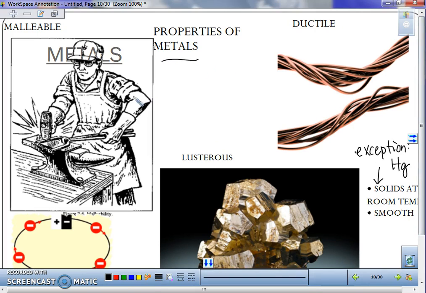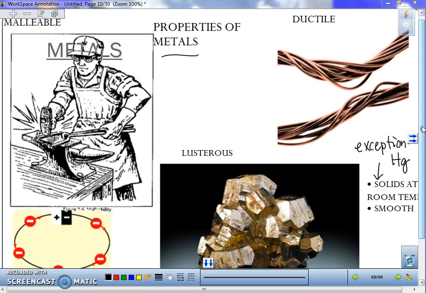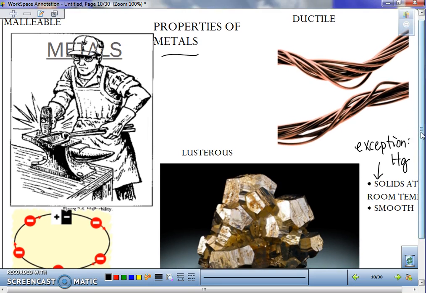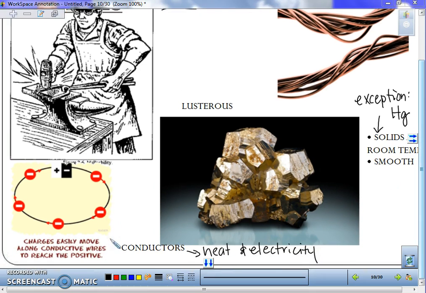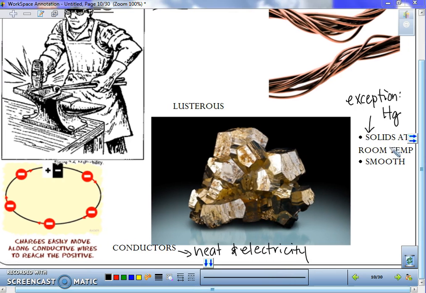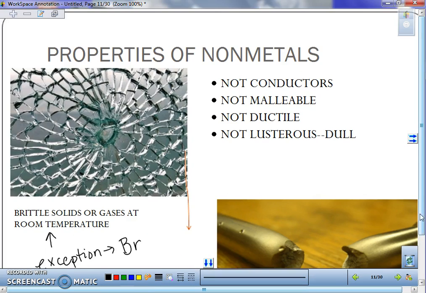So properties of metals. Metals are malleable, okay, and as the picture suggests, you can hammer it flat into a sheet of metal. They are also ductile, which means that they can be pulled into a wire. They're also conductors. They can conduct heat and electricity. They are also lustrous, which means they are shiny. Most of them are solids at room temperature. There is one notable exception, and that is mercury. And they do have a smooth texture.